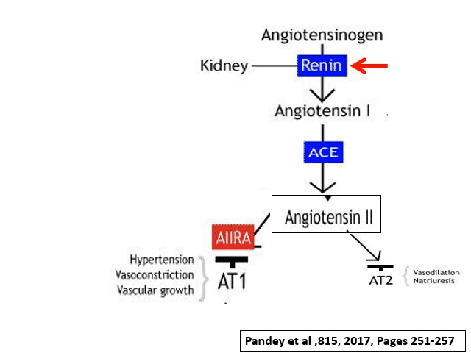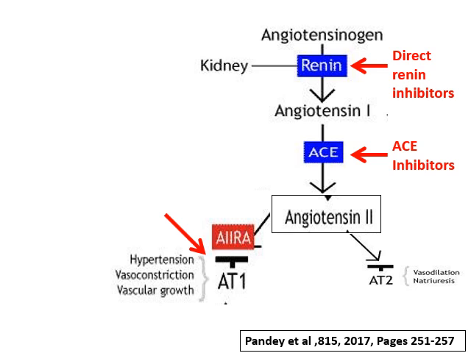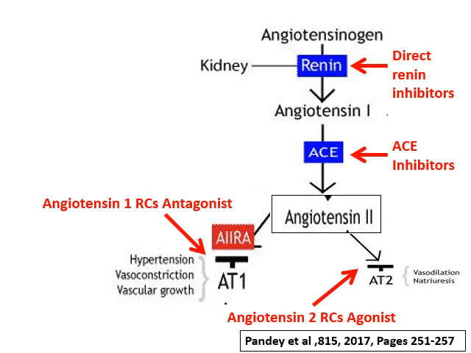Talking about RAS blockers, this means blocking renin by using direct renin inhibitors, blocking the angiotensin converting enzyme by use of ACE inhibitors, or preventing the action of angiotensin 2 on its receptors using angiotensin 1 receptor antagonists. These are the classes used for RAS blockers. Otherwise, angiotensin 2 receptor agonists can produce favorable effects.